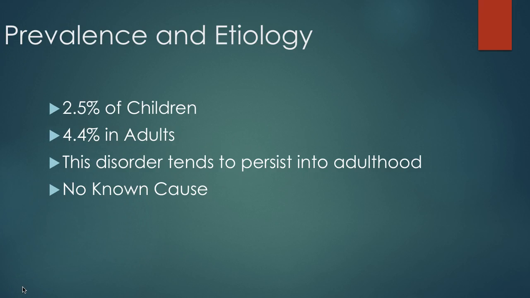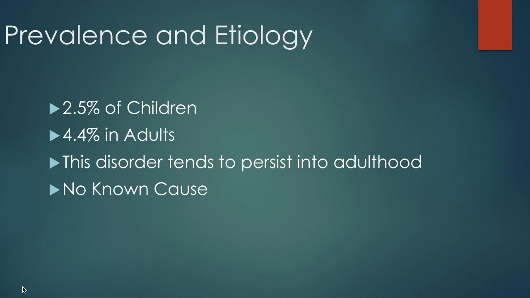So a few facts about ADHD. It impacts approximately 2.5% of children, 4.4% in adults. This disorder tends to persist into adulthood. There is no known cause, but theories speculate that it tends to run in families, and 76% of cases appear to be inherited. In children, diagnosed males outnumber females 2 to 1, but in adults, males outnumber females 6 to 1. Genes related to dopamine transmission and serotonin cortical pathways are related to the disorder.